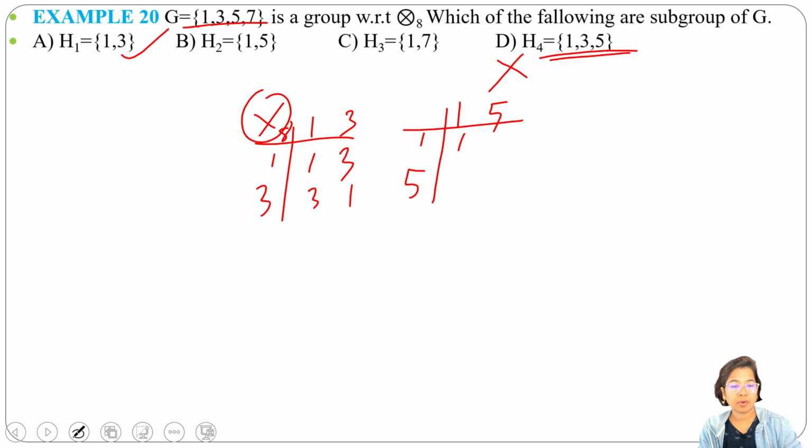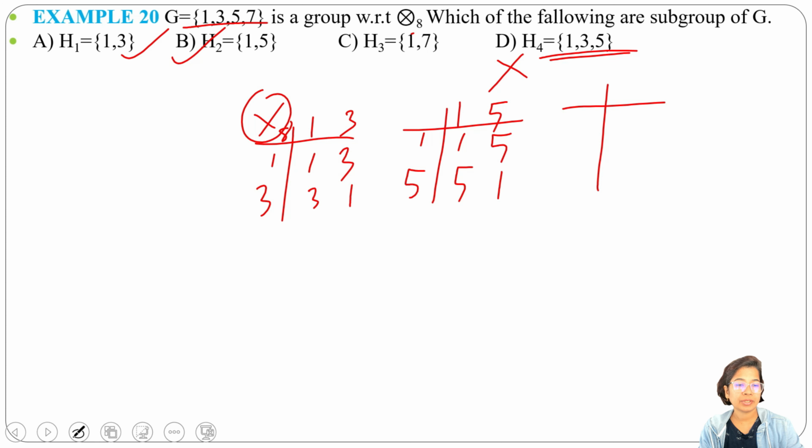Next we'll check 1, 5. Now 1 into 1, 1. 1 into 5, 5. 5 into 1, 5. 5 into 5, 25. 25 divided by 8, remainder will be 1. It is closure, associative. It has the identity, also inverse. Hence this is a group.